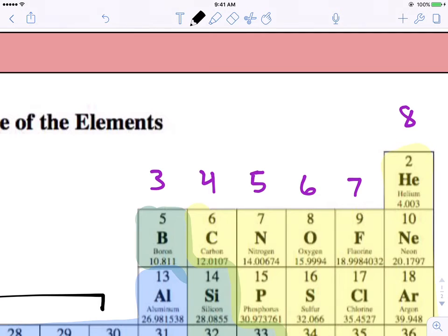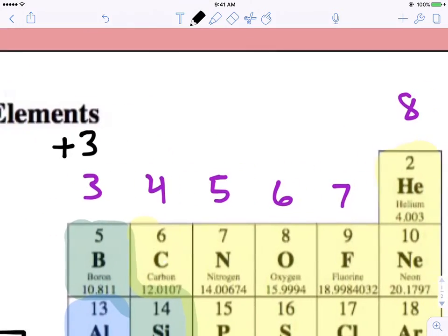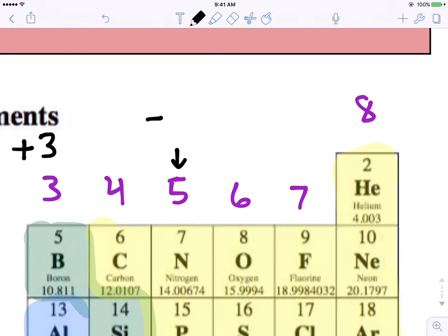Atoms or elements in group 3 tend to lose 3 electrons and form a +3 charge. For groups 5, 6, and 7, they're less likely to lose electrons and more likely to gain electrons. And if you are in group 5, you tend to gain 3 electrons and form a -3 charged ion. If you're in group 6, you tend to gain 2 electrons and have a -2 charge. And if you are in group 7, you tend to gain 1 electron and form a -1 ion.